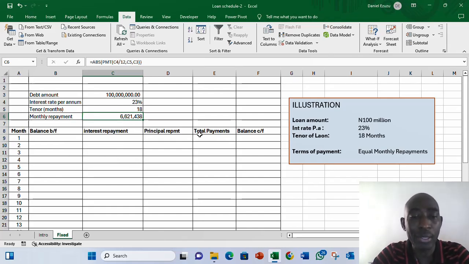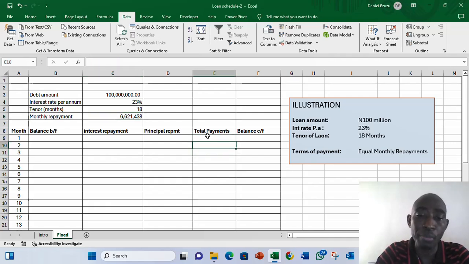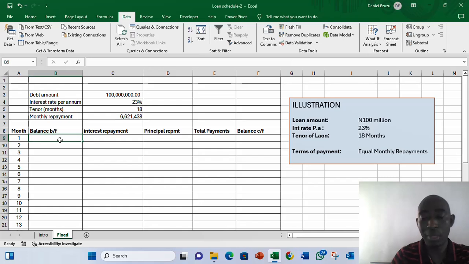Now, what that means is that by the time I compute my total payment for each of the months, every month this is what I'm going to be paying back, part of it will be interest, part of it will be principal. So now let's compute that. The balance in month 1 is actually the loan balance. So I'm going to take this and I hit my enter key.